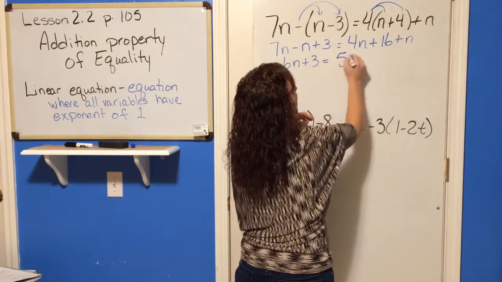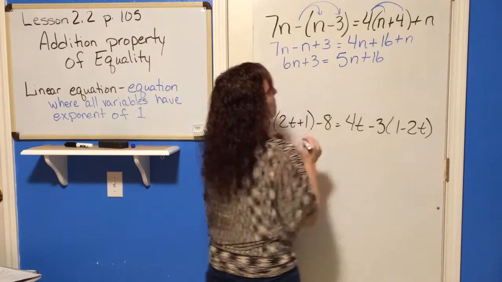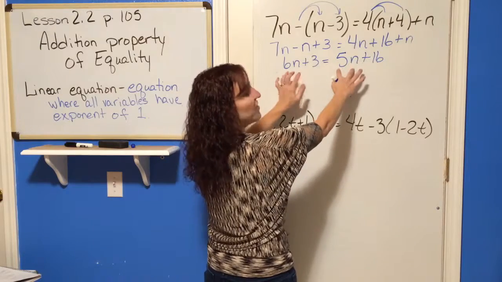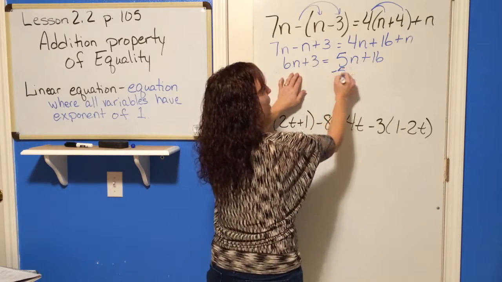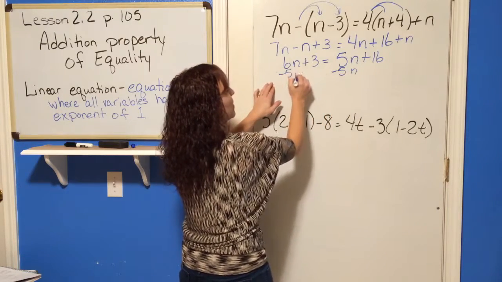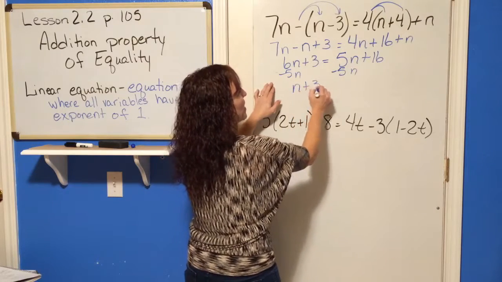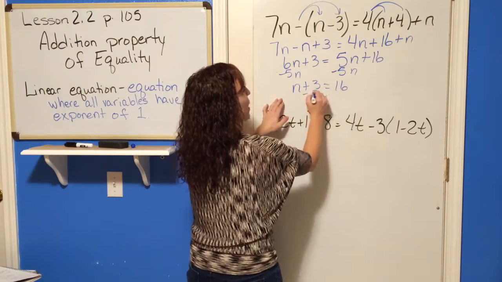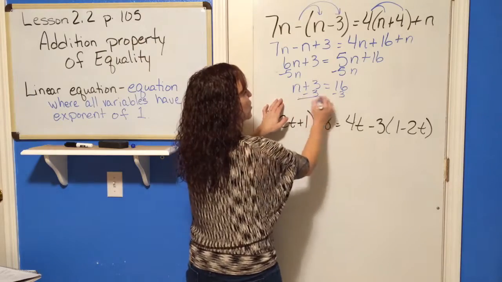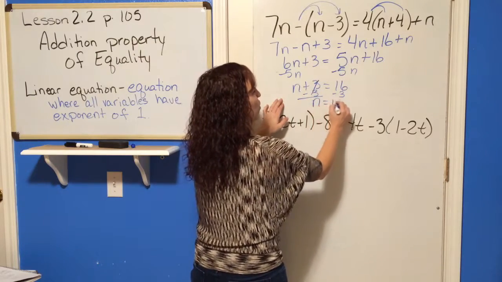So we've got 5n plus 16. We've got a 6n and a 5n. I want to keep it positive, so I'm going to subtract from this side. So now n plus 3 equals 16. Subtract 3 from both sides. So now n equals 13.